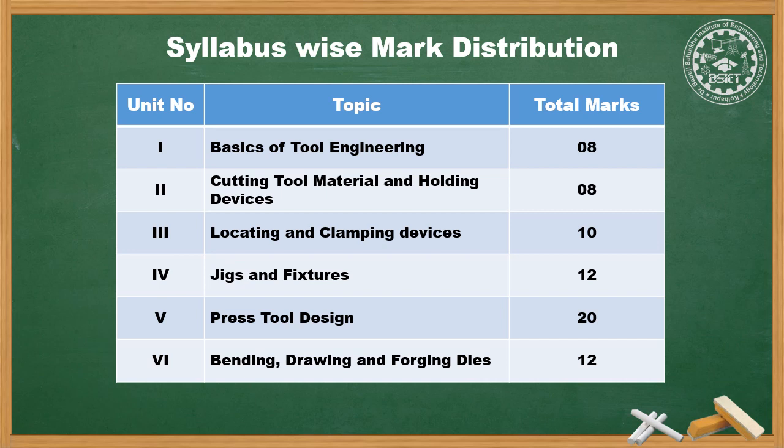Fifth chapter is press tool design. In this, design of press and press tool will be discussed. And last chapter is bending, drawing and forging dies. Dies related to bending, drawing and forging will be discussed in this chapter.